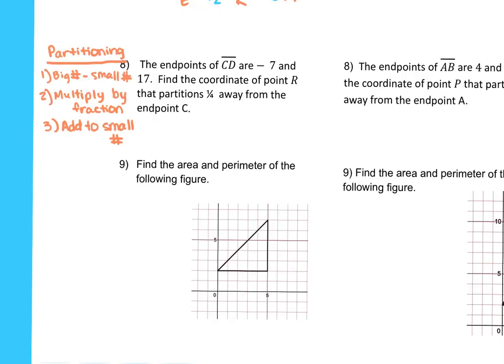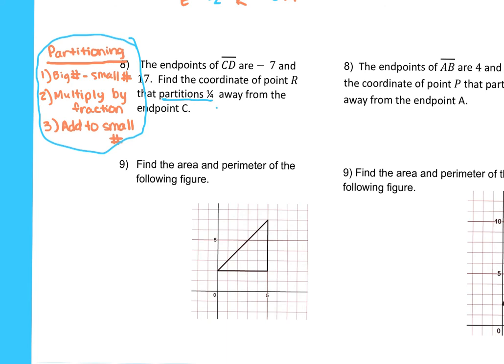All right, this next one gives us the endpoints are at -7 and 17, and we need to find the coordinates of point R that partitions 1/4 of the way from endpoint C. So when we're partitioning, we have these 3 steps over here that we need to follow. So you can write these down so you can have them on your test.